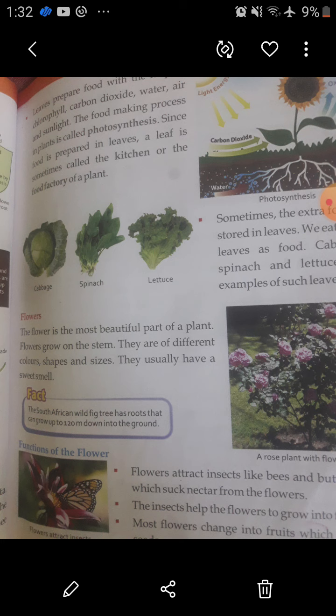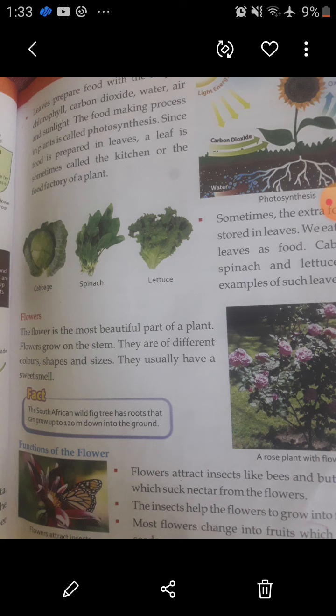Since food is prepared in the leaves, the leaf is sometimes called the kitchen, or otherwise the food factory, of the plant. Why are the leaves called the kitchen or food factory of the plant? Because they prepare the food for the plants. Sometimes the extra food is stored in the leaf. We eat such leaves as food. Cabbage, spinach, and lettuce are examples of such leaves.